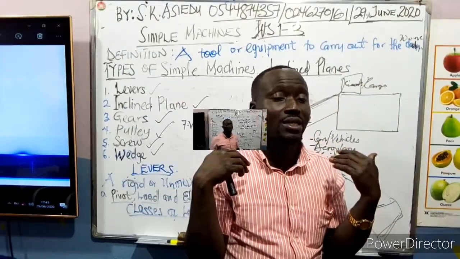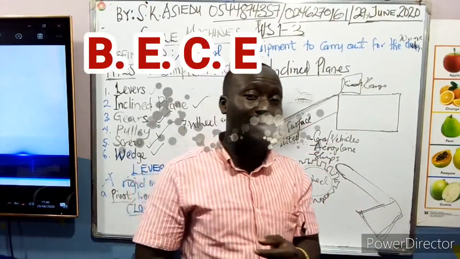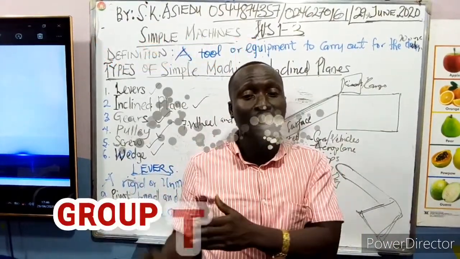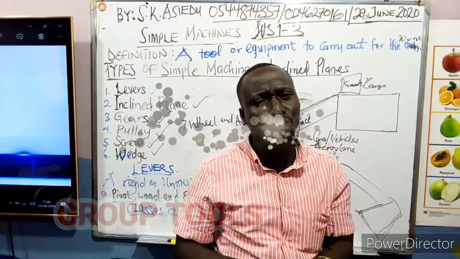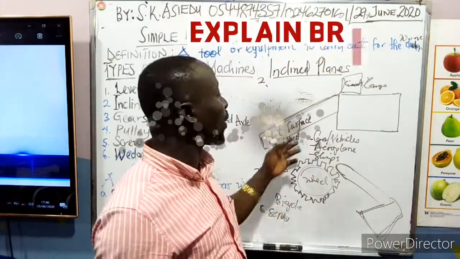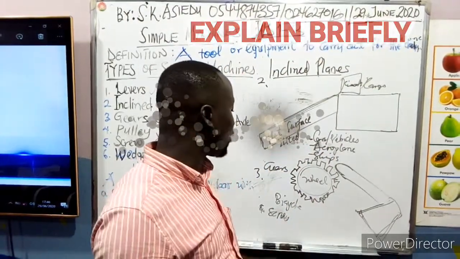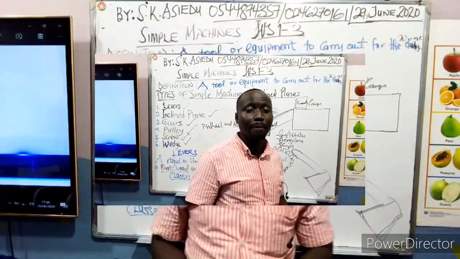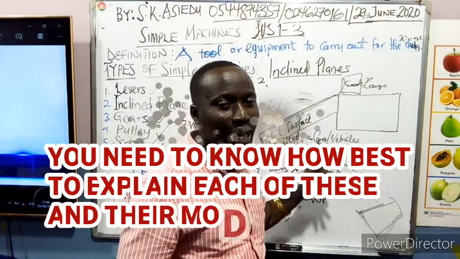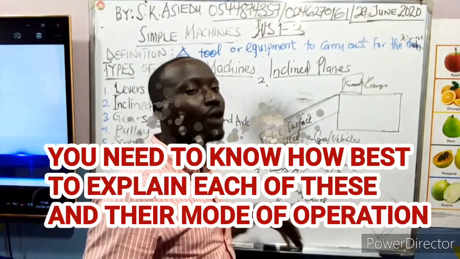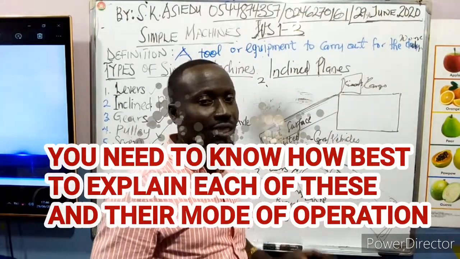As far as simple machines are concerned, you may be asked in the BECE to answer questions on what levers are and to group tools into first class, second class, and third class levers. You may also be required to explain briefly what a gear is, what inclined planes are, and what screws mean. You need to know how best to explain each of these and their mode of operation. How do each of these simple machines work?